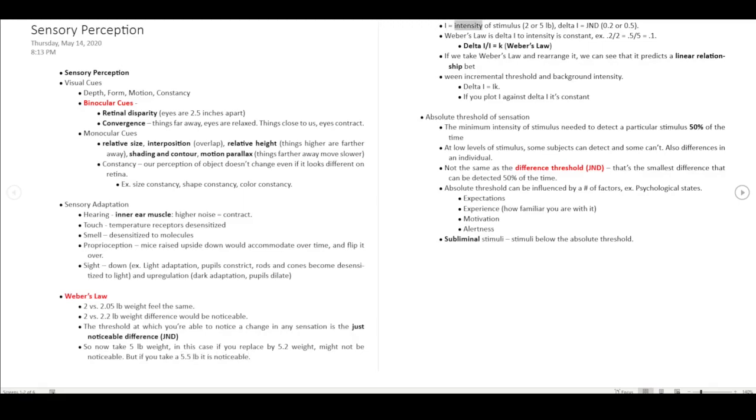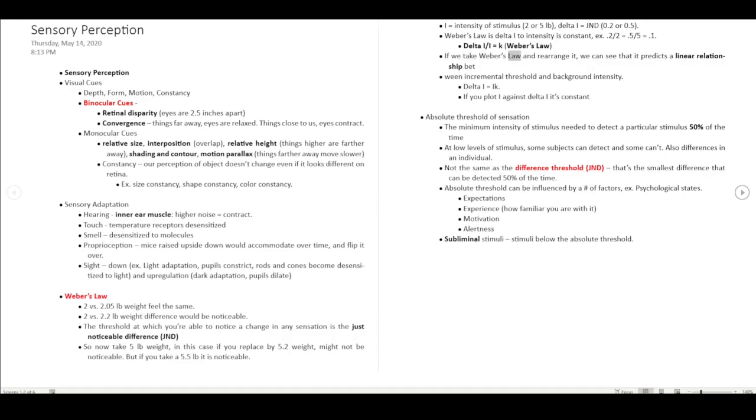I equals intensity of stimulus, 2 or 5 pounds. Delta I equals JND, 0.2 or 0.5. Weber's law is delta I to intensity is constant, k. 0.2/2 equals 0.5/5 equals 0.1. Delta I/I equals k, Weber's law.